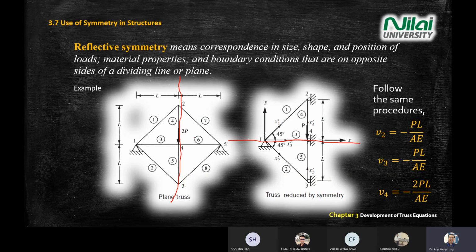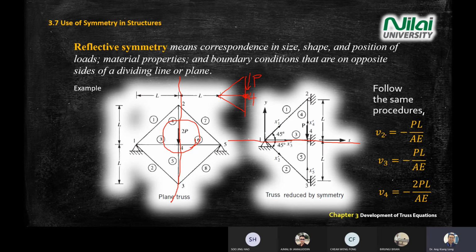Something you need to be careful about, especially for this one: if you split it into half, be careful with the load you use, because the load here is 2P. So when you simulate or do the calculation using the reflective symmetry approach, the force acting at point 4 is only P, not 2P.